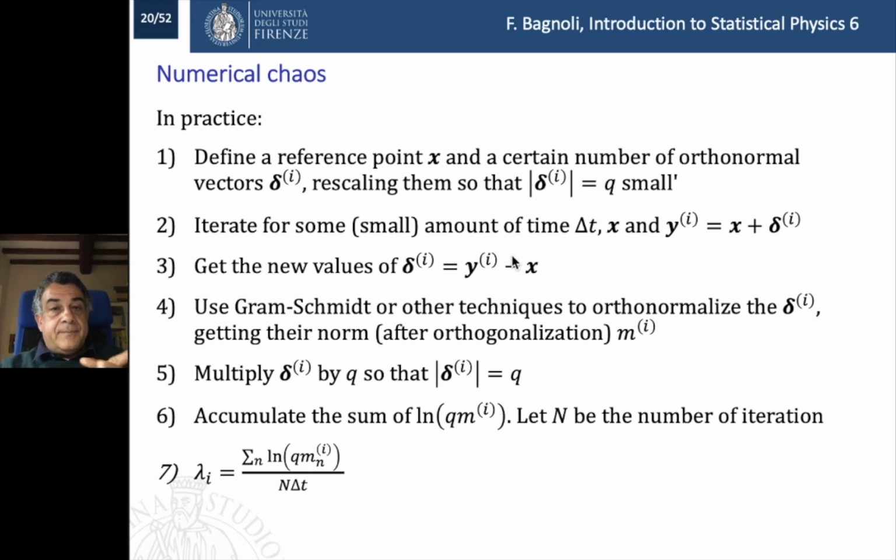Then we compute the new coordinates, taking the coordinates of the reference point and summing these small vectors. We iterate for a small amount of time, and we take the difference with respect to the evolved position of the reference point, and so now we have new values of delta after some time. Then, using Gram-Schmidt or other technique, these vectors started like this with respect to the reference point. Suppose that I started with a certain number of vectors like this, perpendicular to each other, with respect to the reference point of my system, and this evolves for a small amount of time.